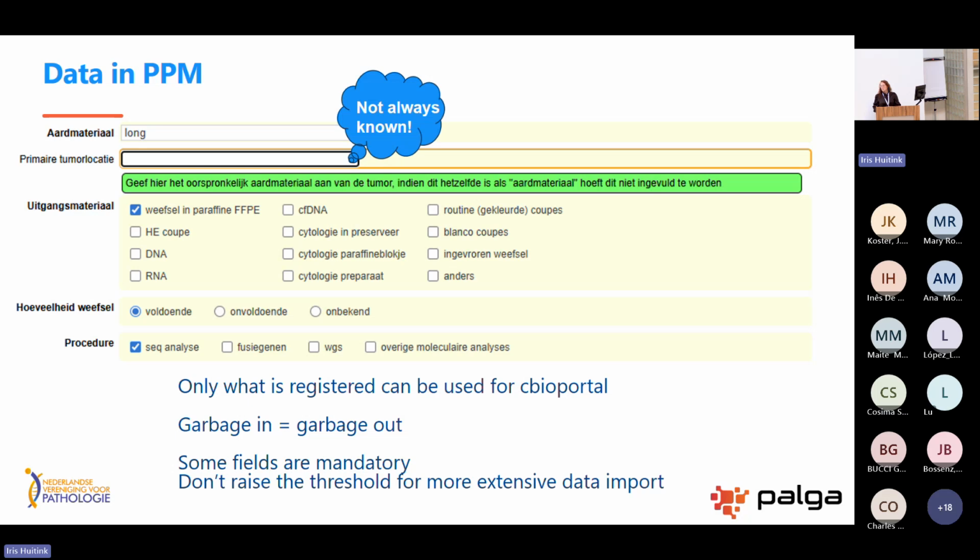And also, some fields are optional, some fields need to be filled out, and you need to have consensus on those fields as well. And you don't want the number of obligatory fields to be too large, because that can be sort of a reason why labs say, we're not going to fill this out, way too much work for us. So it needs to be as easy as possible.